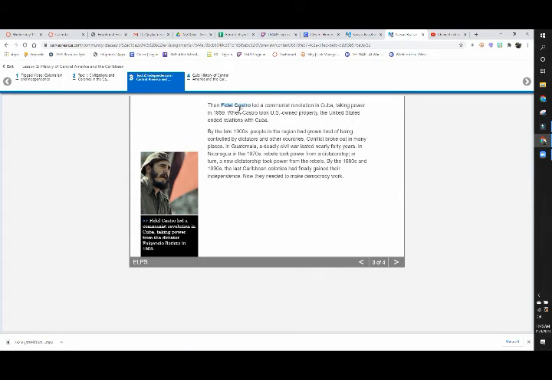Then Fidel Castro is going to be important for the question after this. Fidel Castro led a communist revolution in Cuba, taking power in 1959. So Fidel Castro led the communist, keyword communist, okay, in 1959 to control Cuba.